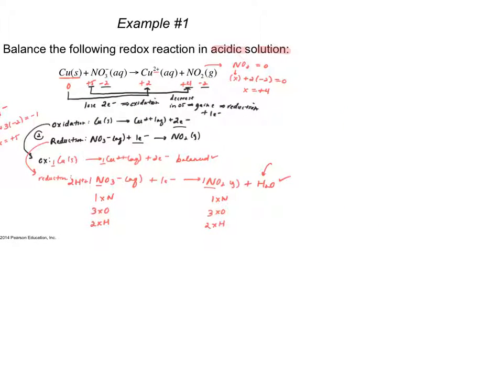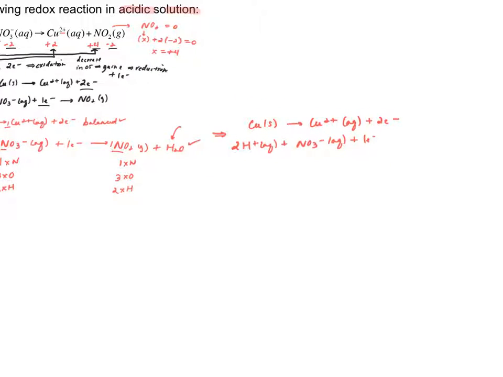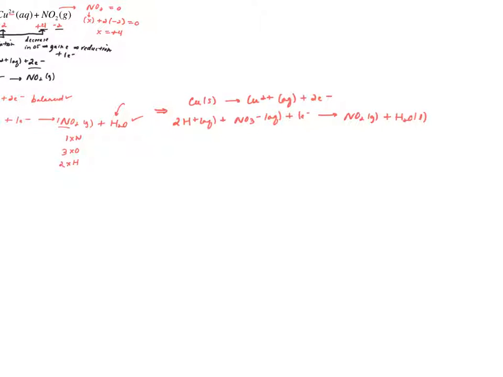So I'm going to go ahead and rewrite these over here. We've got copper going to copper 2 plus 2 electrons. And now for the reduction, we've got 2H+ and NO3- plus 1 electron going to make NO2 gas plus H2O. And so now everything's balanced with respect to mass. We just have to balance with respect to charge, okay?